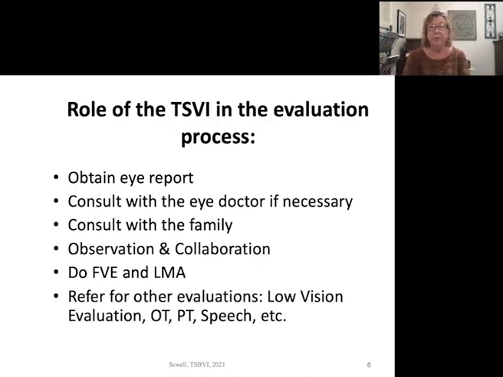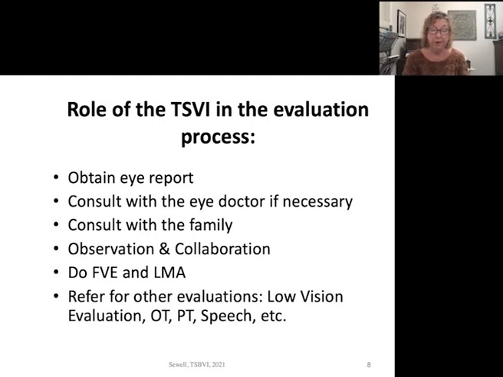So let's talk a little bit about the role of the teacher of students with visual impairment in the evaluation process. First of all, the TSVI needs to obtain the eye report and look over that eye report and make sure you understand it. And if you don't understand it, then you need to consult with the eye doctor and discuss any issues that you think are problematic. You need to consult with the family. You need to do observation and collaboration. Observation and collaboration are huge and really need to occur for all of our students that we're evaluating.